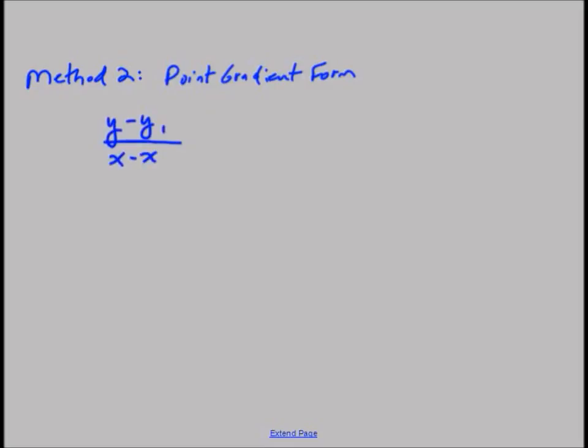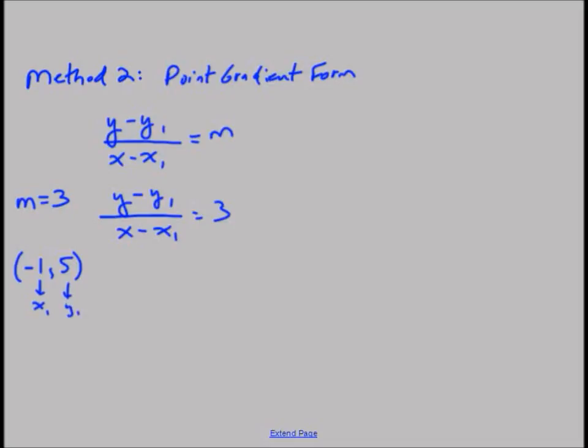Method 2, same question. And we call this point gradient form, or point slope form. Y subtract y1 over x subtract x1 equals m. Okay, we know that the slope is 3, so substitute that in. And we know that a point is -1, 5, and that's our x1 and y1. So we substitute that in. And solve, or rearrange actually.